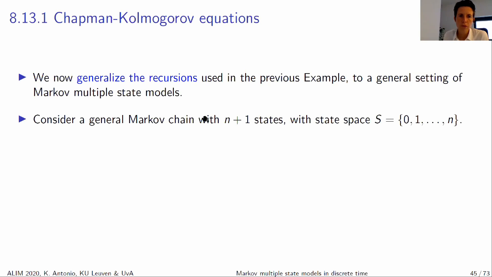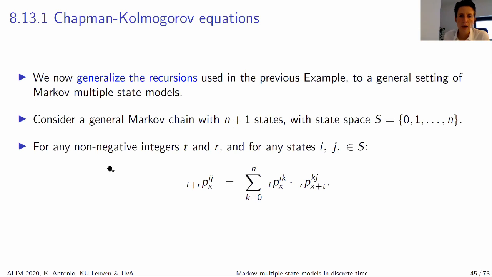That's the whole idea here. I start with a Markov chain with n+1 states. I call the state space S. States are labeled from 0 to n. And then I have the famous relation that if I look at the probabilities P^x_ij over a time period of t plus r years, I can write them recursively by looking at the t-year probabilities and the r-year probabilities in this particular way.